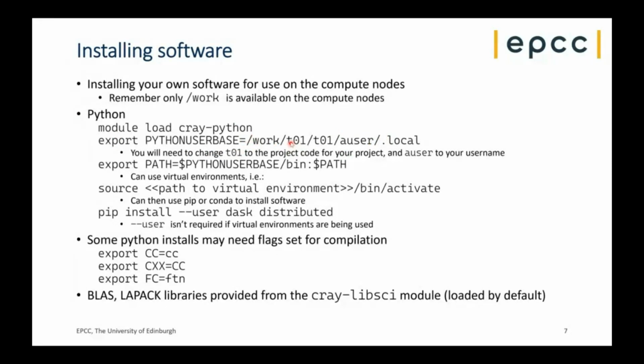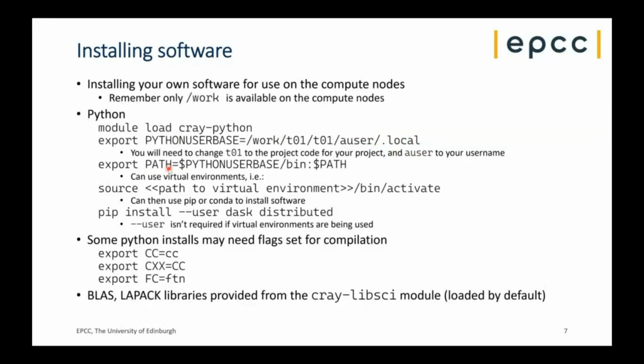So I've made one up here. That's /work/t01/t01/user, and the username is a user, but you could replace that with whatever you wanted. For me, at the moment, it's /work/z19/z19/adrianj, and then you specify where you want to install stuff. The default on these systems is into a directory called .local, but you could call that anything you wanted.